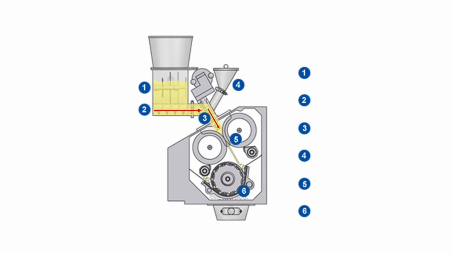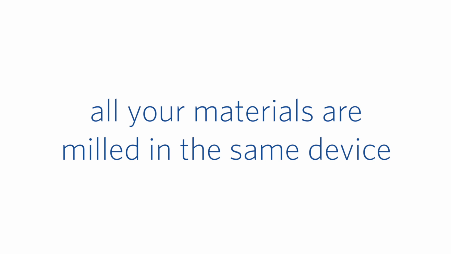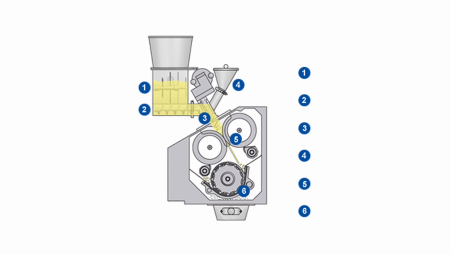In the intragranular portion of the ribbon, you're going to have a filler and probably a disintegrant, maybe a lubricant, along with your dispersion material. And then that material is going to be milled all in the same device, and it's going to come out as granules that will then be processed with extragranular material and compressed into a tablet or filled into a capsule.